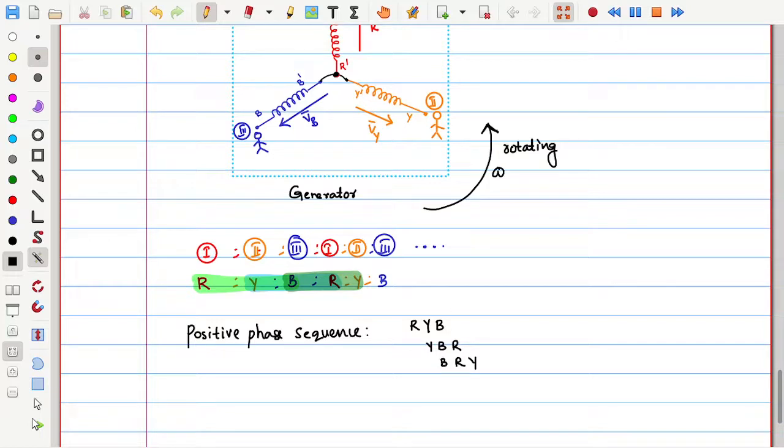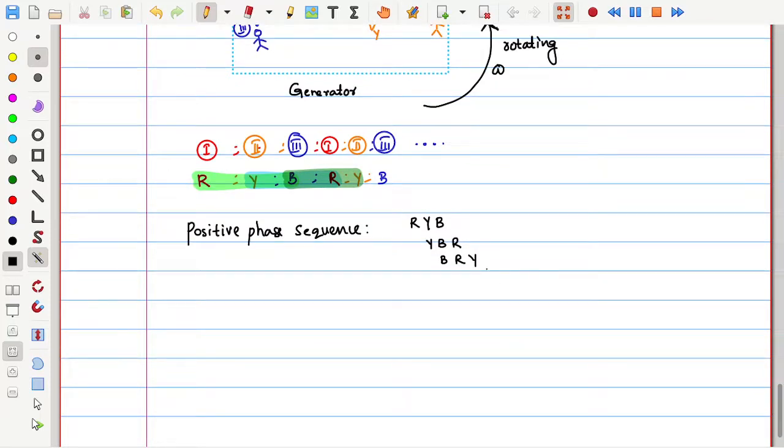All are the same. Don't say that this is positive, this is negative, this is something else. No, all are the same. Why? Because these sequences come when it is rotating in anti-clockwise direction. Clear? Now instead of this kind of thing, I will put it on a circle like this. If the R person is standing over here, then the Y person let me put over here, and the B person let me put over here.